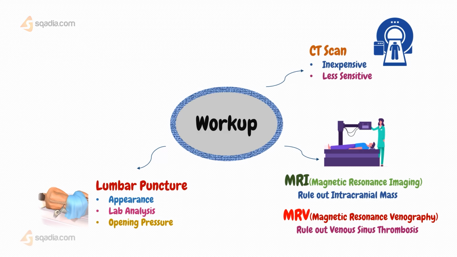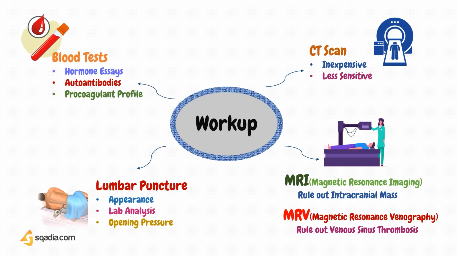Blood tests have very limited role in diagnosis, but sometimes they do help us, like autoantibodies in case of SLE, hormonal assays in case of suspected endocrine diseases, and procoagulant profile when venous sinus thrombosis is suspected.